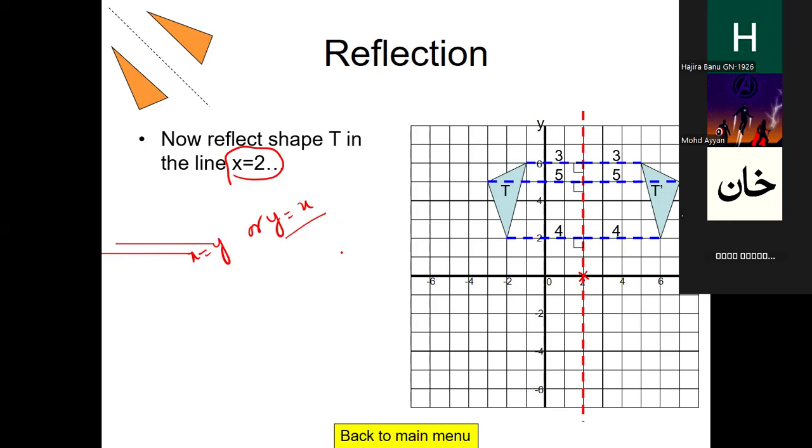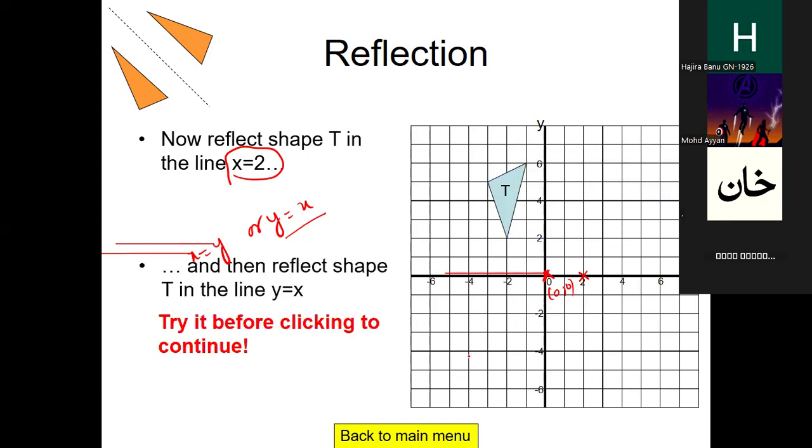It will be a slanted line. Very good. It will be the slanted line passing through the origin. You see, this is the point where we have both x and y equal to 0, 0. So it is passing through the origin. So we can say the line y equal to x is this line, the mirror line, like this.